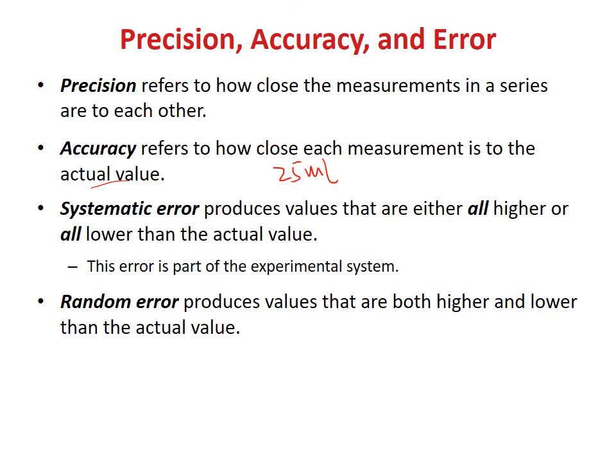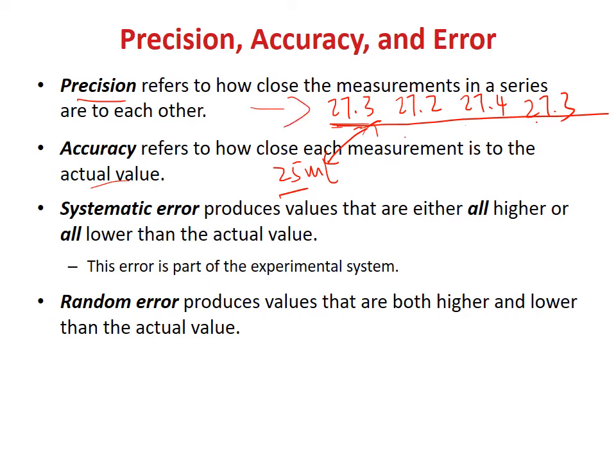perform several measurements and you get 27.3, 27.2, 27.4, 27.3, you can see they're very close to each other, and therefore these have good precision. They have good precision because they are very close to each other, but they are far away from the actual value, so it's not accurate. The accuracy is poor, but the precision is good.